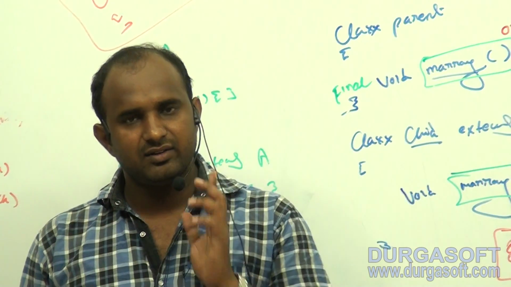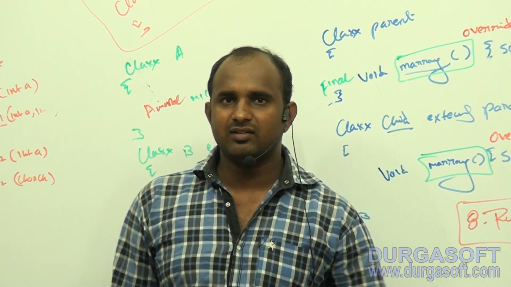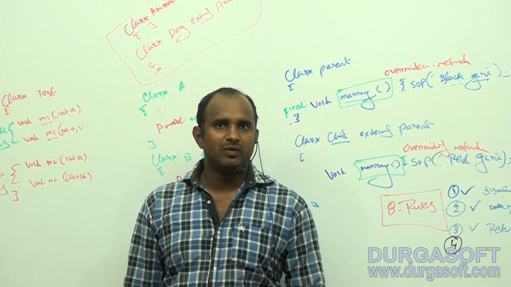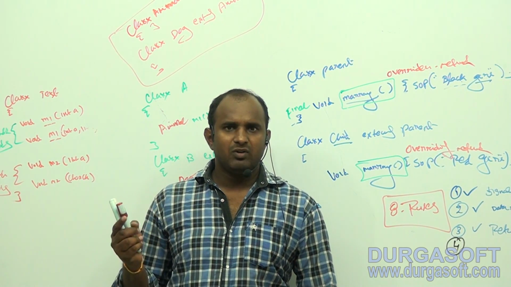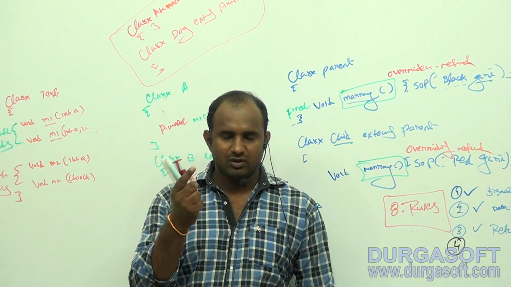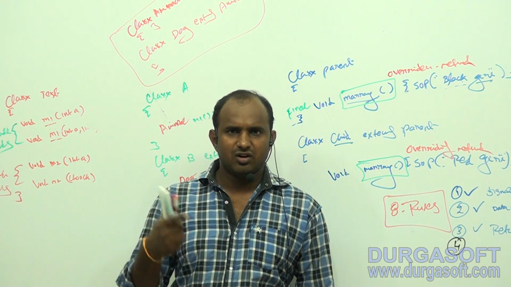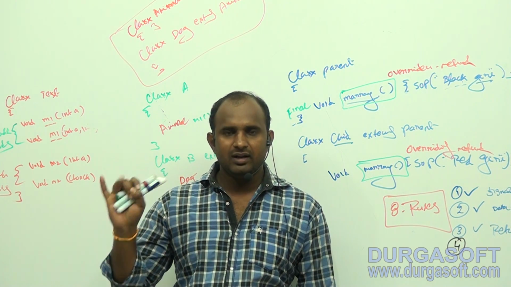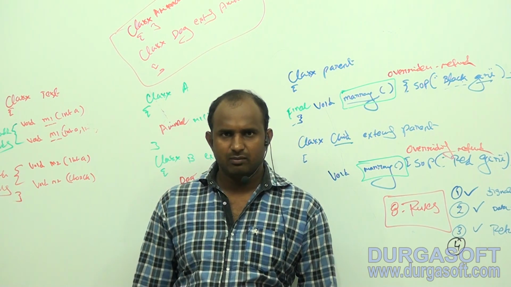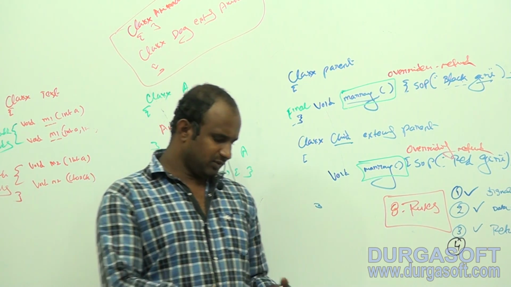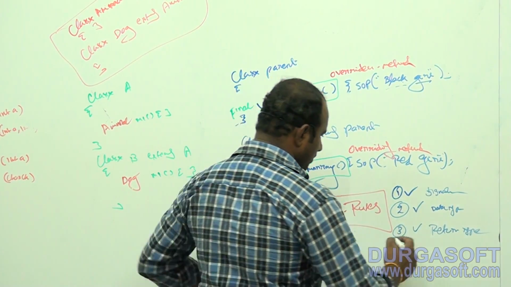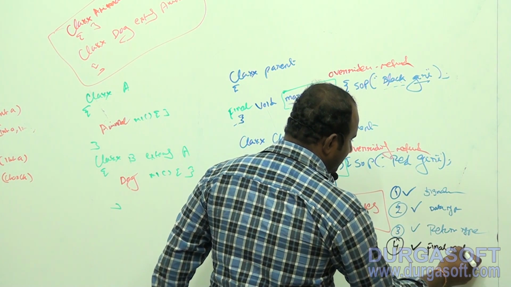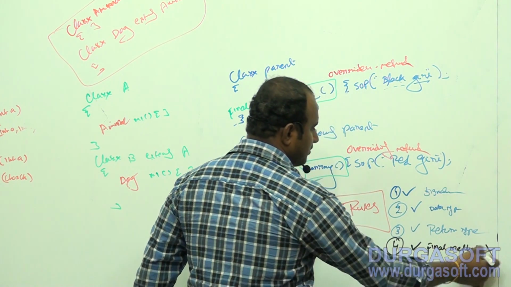To prevent the inheritance concept, how to prevent it? Declare the class as final, and inheritance is not possible. How to prevent overriding? Declare the method as final, then it is not possible to override. So we are preventing inheritance and overriding by using the final modifier. Clear? That is our rule number 4. So final methods overriding is not possible.